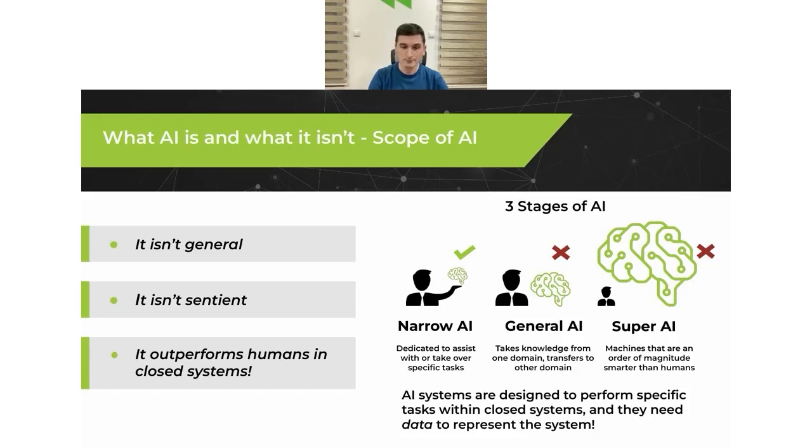At the very end, we come to something that we call narrow AI. Narrow AI is a type of artificial intelligence system that is dedicated to assisting or taking over specific tasks that humans already perform. These systems are designed in a way that they exist or work only within closed systems. And what is even more important, they need data to represent those systems.